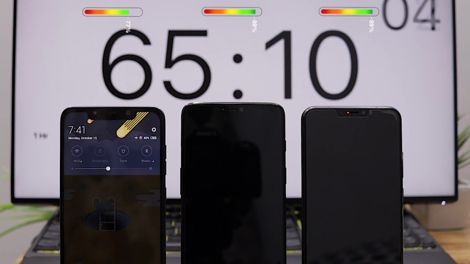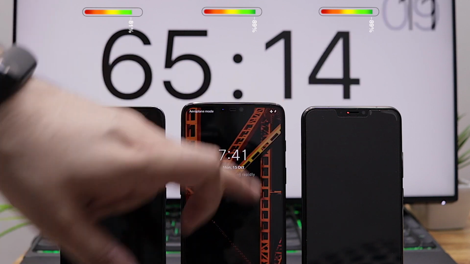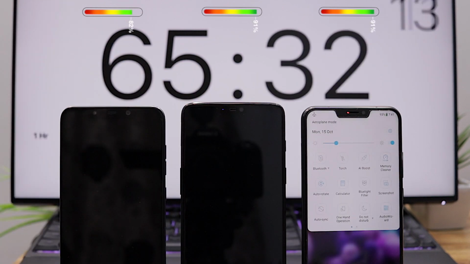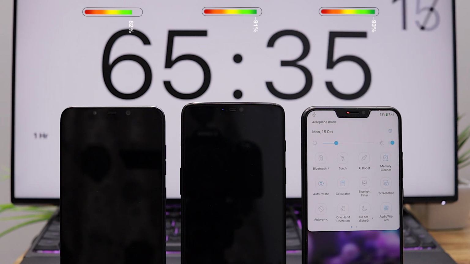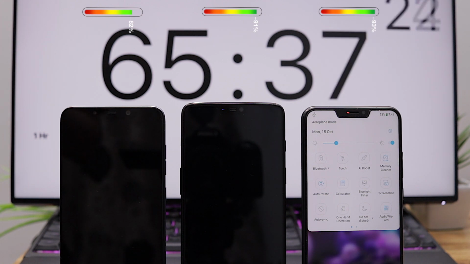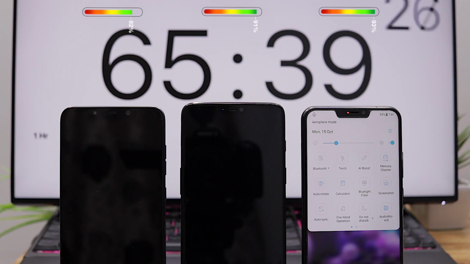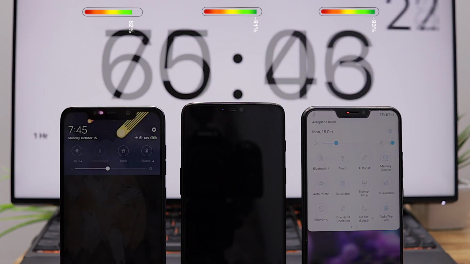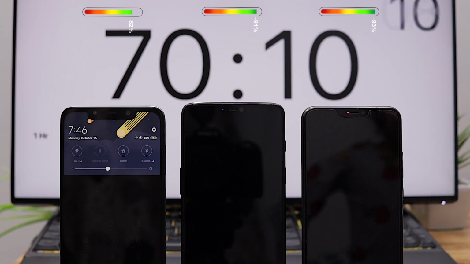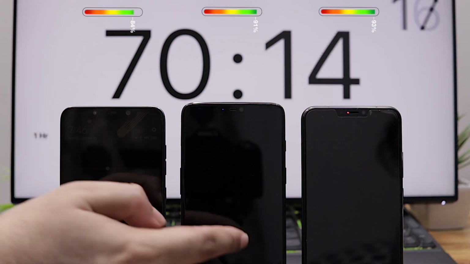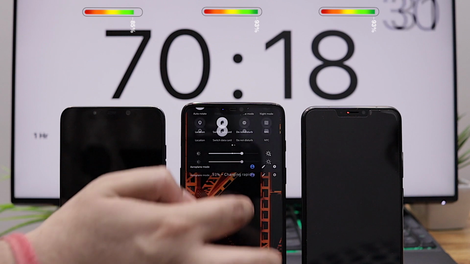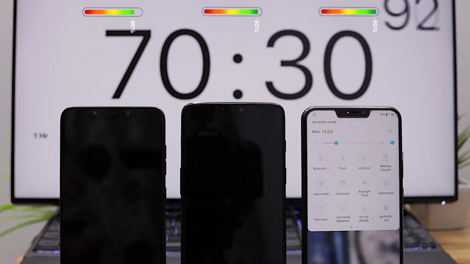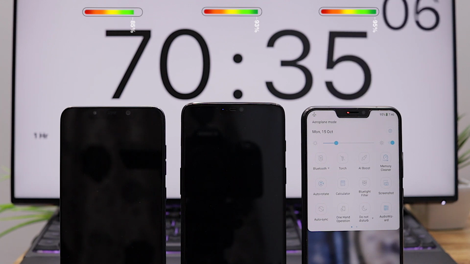After 65 minutes, Poco F1 is 82% charged, OnePlus 6 is 91% charged and 5Z is 93% charged. Zenfone 5Z is now leading by 2%. That's incredible. Zenfone 5Z was behind from the beginning but just at the end it pulls ahead. After 70 minutes, Poco F1 is 85% charged, OnePlus 6 is 93% charged and 5Z is 95% charged. Zenfone 5Z is still leading by 2%.